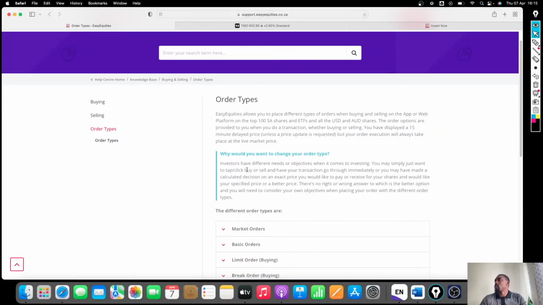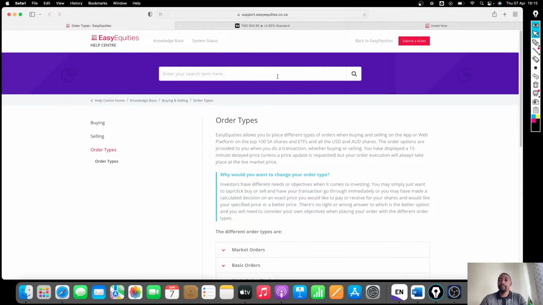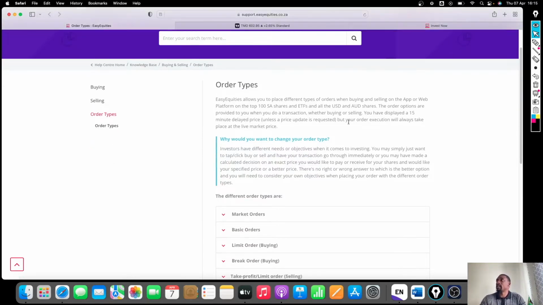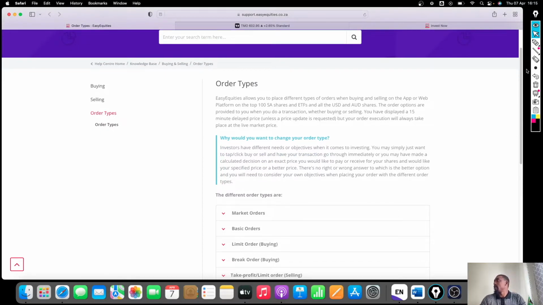Okay, so there is a link. I will leave this link in the description where you can read about all the order types that are available on EasyEquities. Like I mentioned, some of the order types are only available for the top 100 JSE stocks, as they have highlighted, and then the ETFs, and then they are all available for the USD and the Australian dollar companies there.